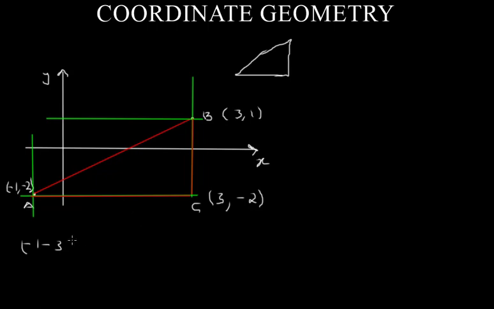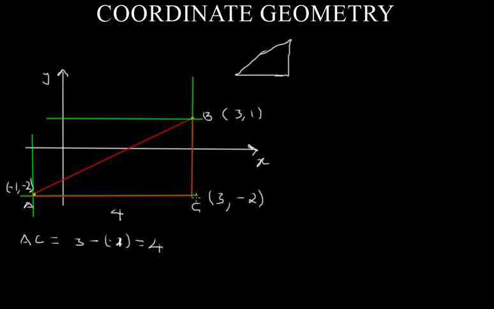or maybe let's say 3 minus -1. So AC equals the value of the x coordinate of C, which is 3, minus the value of the x coordinate of A, which is -1. Sorry, not -2, -1. And therefore AC would then be equal to 4. So the distance from A to C is 4 units.